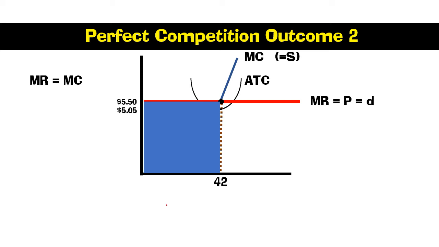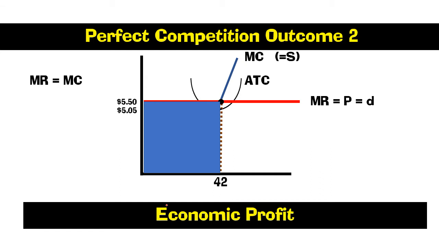The blue box here is price times quantity. The blue box is the size of my revenue. So I'm earning this economic profit. The blue box is price times quantity. That's my revenue. So this is revenue. It's how much money I'm bringing in.